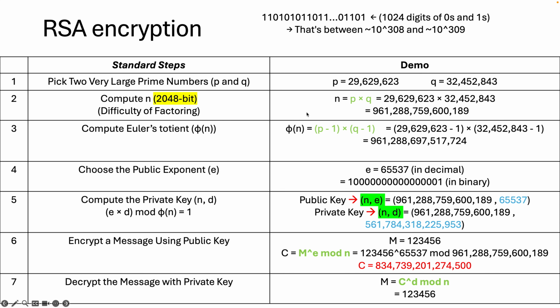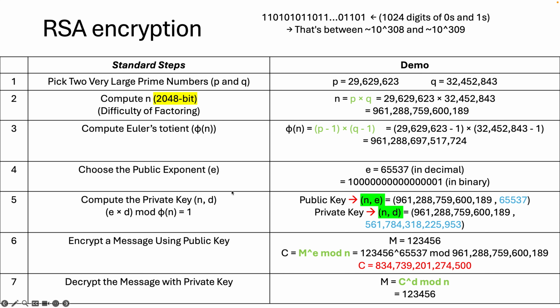We said this N will be 2048-bit long because 2048 is impossible for a hacker to crack, and also fast for encryption and decryption for us, so it's a good balance. Step 3. Compute Euler's totient, phi of n. Phi of n is crucial to find our private key. We'll see why shortly.